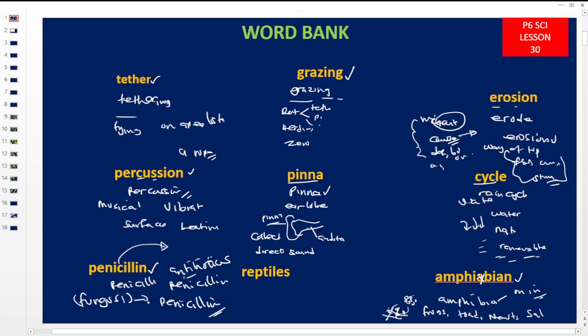This one is questionable. They will ask you, name the antibiotic we obtain from the fungi or the fungus. Then that is penicillin, and the fungus is penicillium.